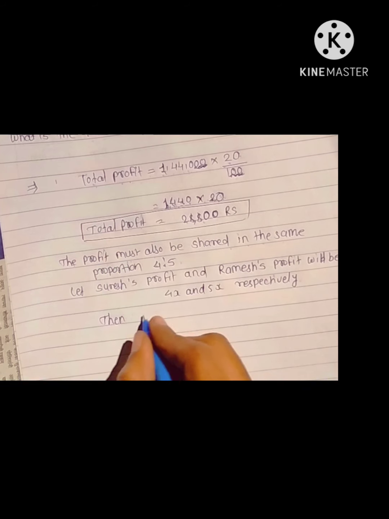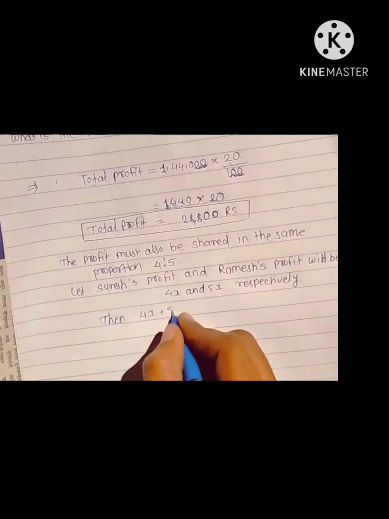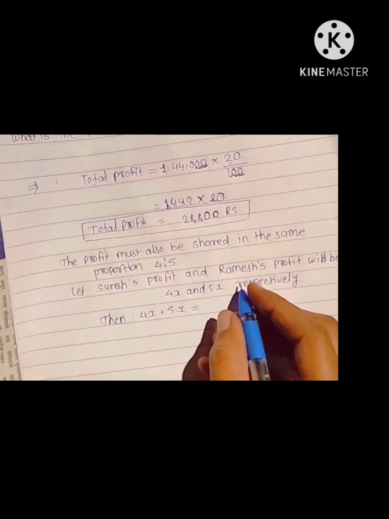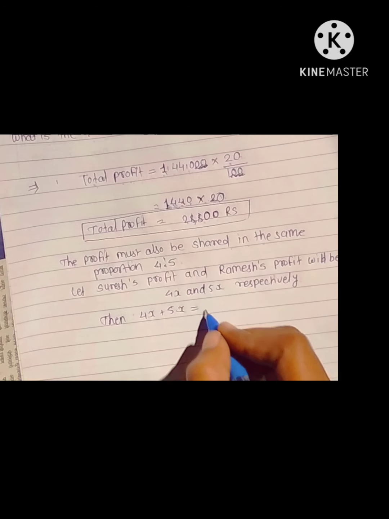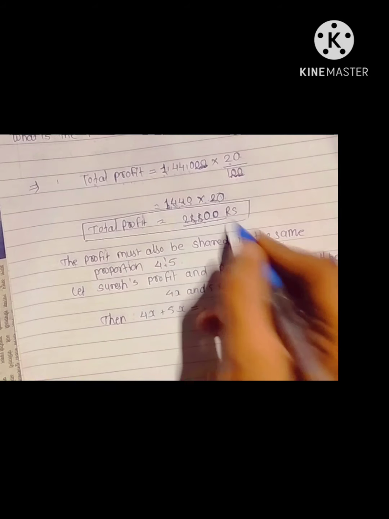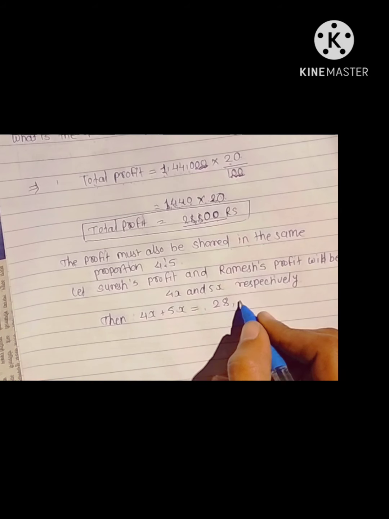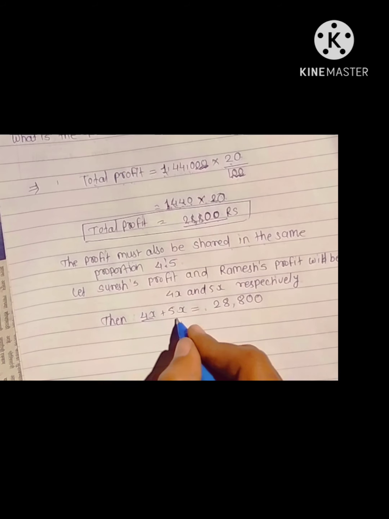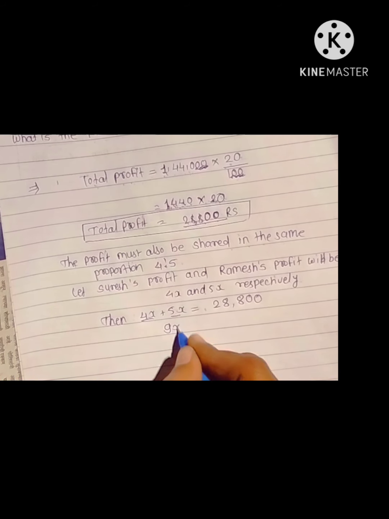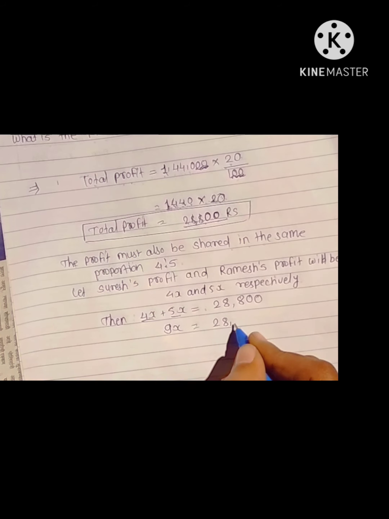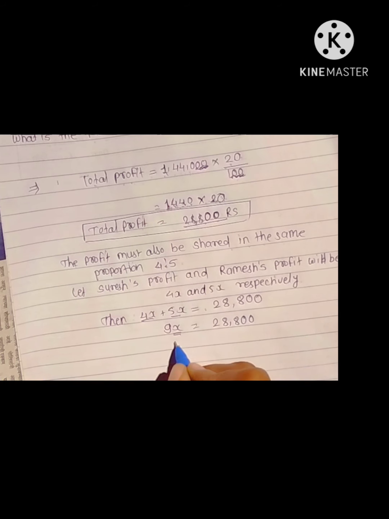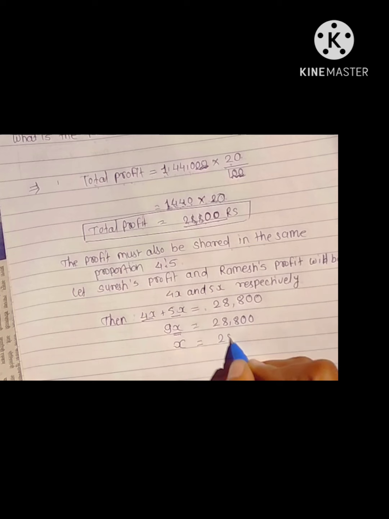Then we get 4x plus 5x is equal to the total profit. What is the total profit here? Total profit is 28,800 rupees. Now here this 4x and 5x become 9x, which is equal to 28,800 rupees. Now we have to find the value of x. So x remains as it is on this side, and this 9 is going to divide here.